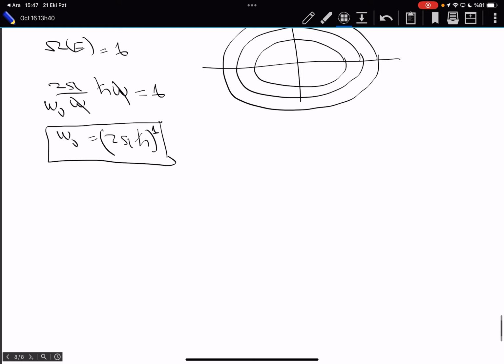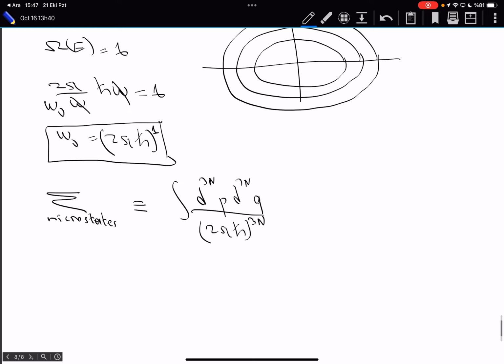And basically, what we claim is, if you sum over all microstates, we will always identify this as d3p d3q divided by 2 pi h bar to the power 3N, N being the number of particles, 3 is the dimension. So we will have this identification. Any questions up to here?